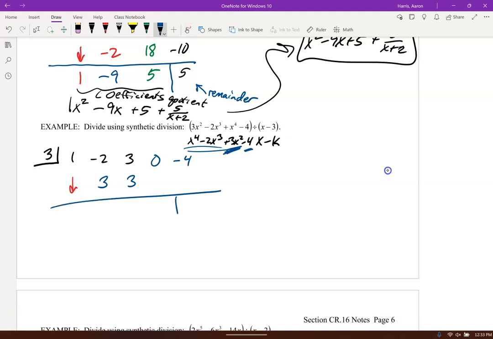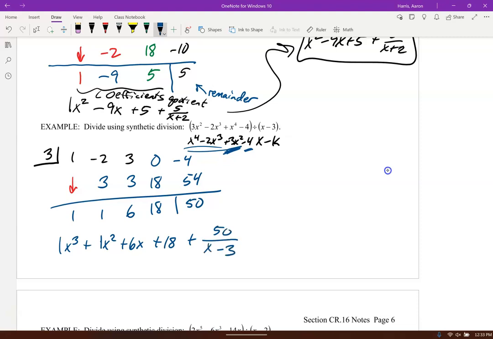Let's try that again: 1x to the third plus 1x squared plus 6x plus 18. Then it's the remainder over our divisor. Of course, you don't need the ones, right?